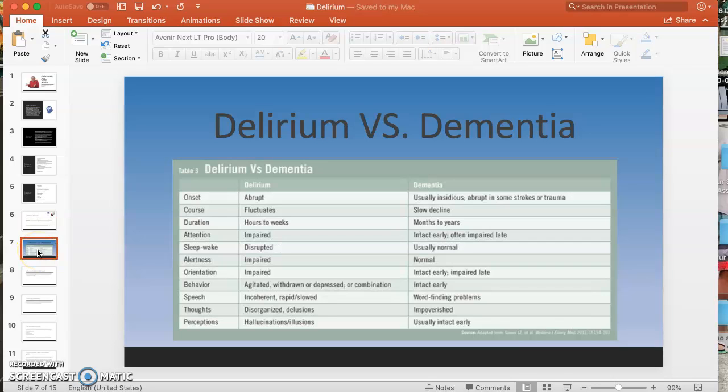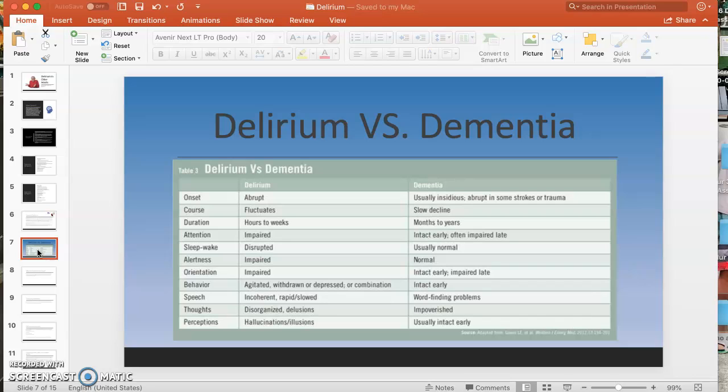So what is the difference between delirium and dementia? Delirium is usually abrupt, while dementia usually is insidious, abrupt in some stroke or trauma events. So what's the course or duration? Course fluctuates in delirium, while in dementia there's a slow decline. Duration of delirium is hours to weeks, while dementia is months to years.